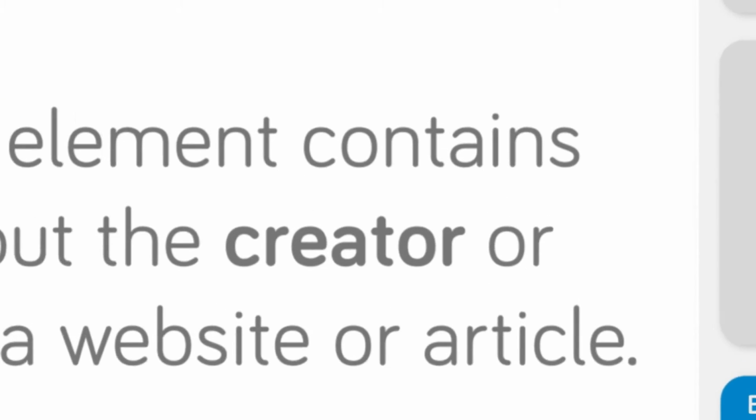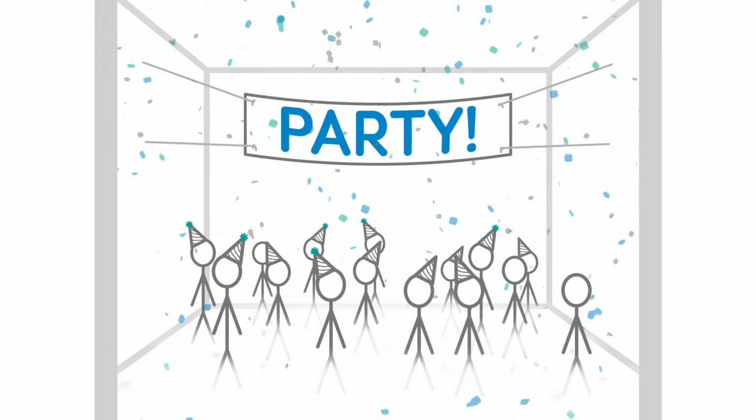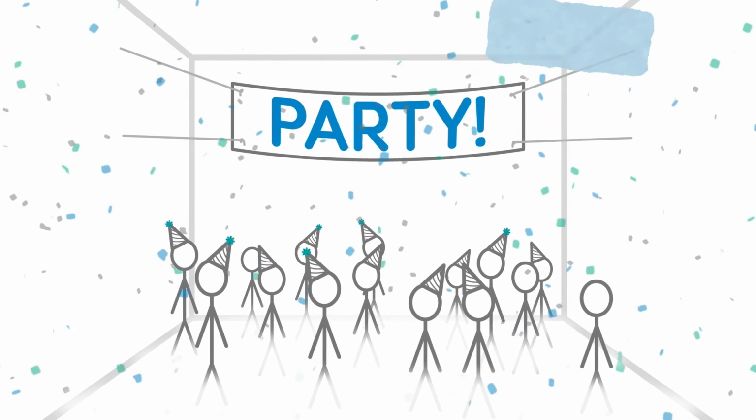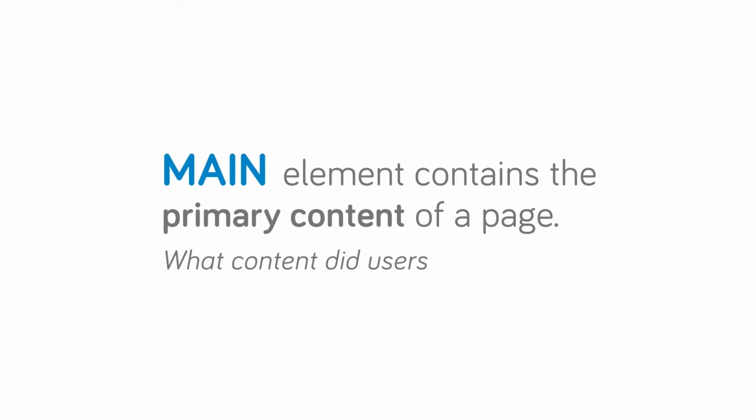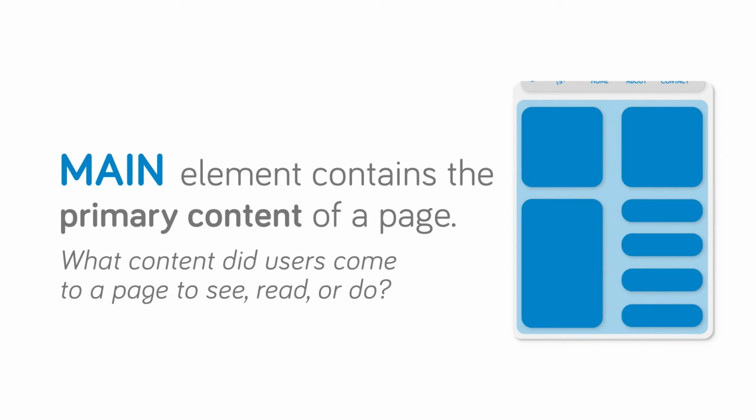After you've learned about the good cause and donated generously, you can finally get to the actual party itself to start having some fun. In HTML, the actual party would be the main element, which contains the primary content of a page. An easy way to think about the main element is to ask what content users came to a page to see, read, or do. That content should be inside the main element.